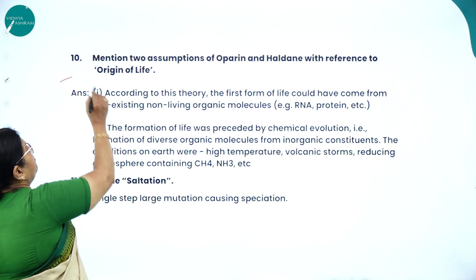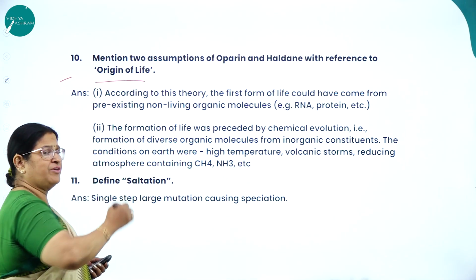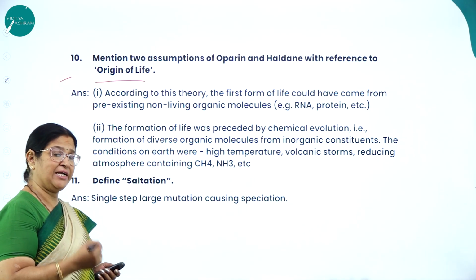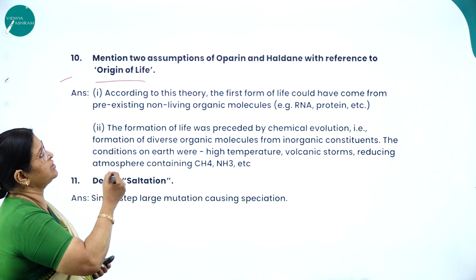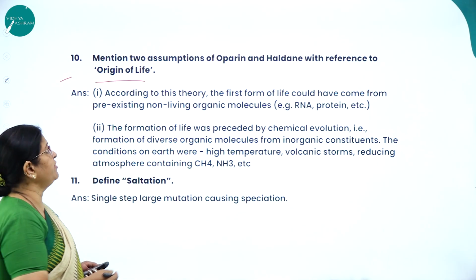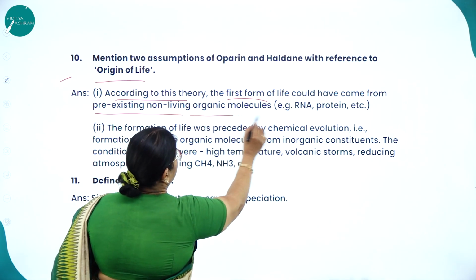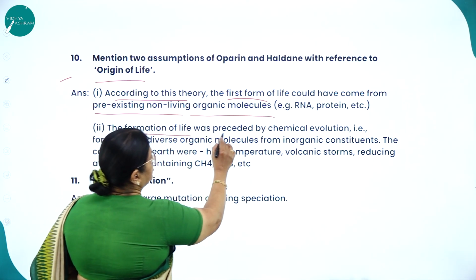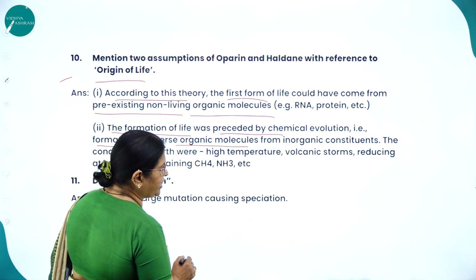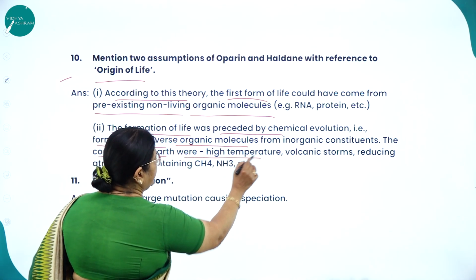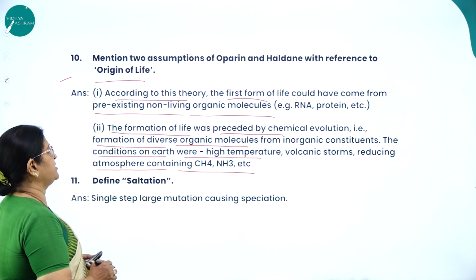Next, question number 10. Mention 2 assumptions of Oparin and Haldane with reference to origin of life. Along with Charles Darwin, Oparin and Haldane also contributed to the field of evolution. And what was their opinion with reference to origin of life? According to this theory, the first form of life could have come from pre-existing non-living matter. The formation of life was preceded by chemical evolution, that is formation of diverse organic molecules from inorganic constituents. The conditions on earth were high temperature, volcanic storms, reducing atmosphere containing methane, ammonia, etc.